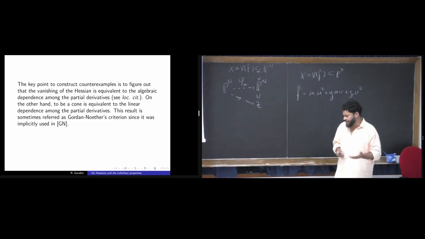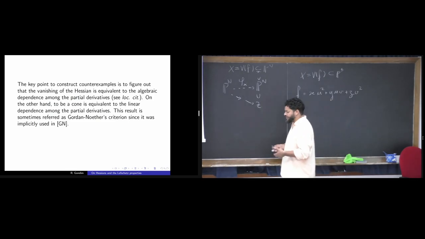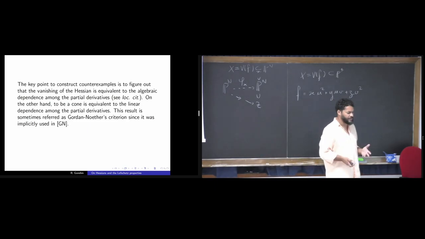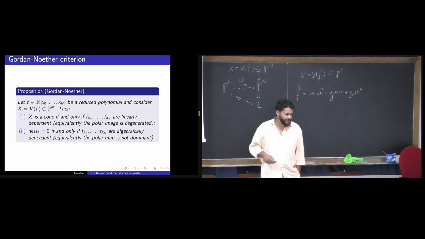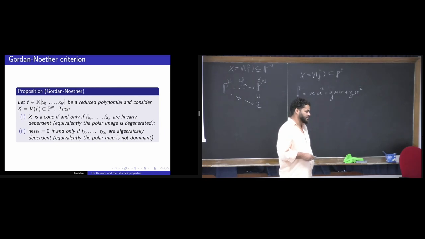This proposition was implicitly used many times by Gordan and Noether, and also by Perazzo and Permutti. And nowadays we refer to it as the Gordan-Noether criterion.